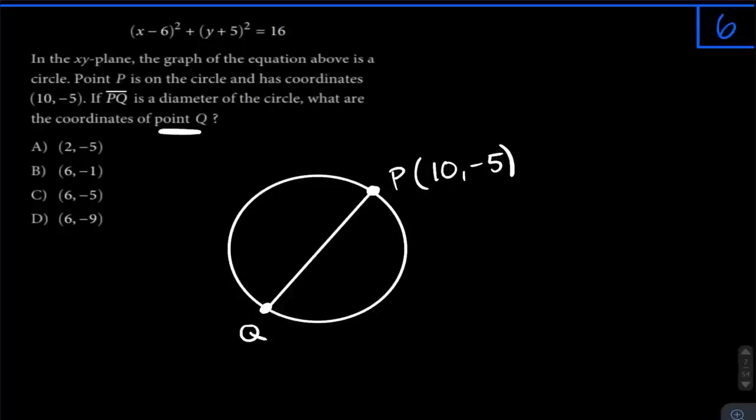Right? That's exactly how I would go about solving this. You have your center right here. You know what the coordinates are because you're given the equation of the circle. The x center would be a positive 6, and your y center would be a negative 5. And so there you go.